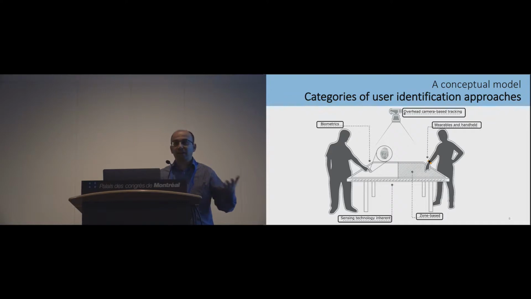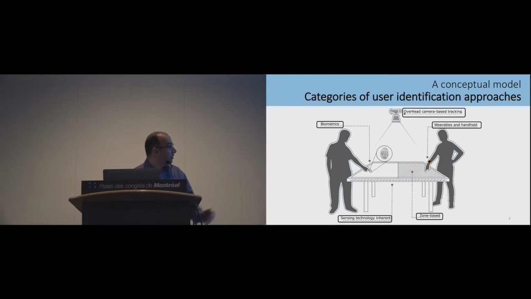So looking at a big number, more than 24 systems in user identification, we found that all systems fall into one of these 5 categories, depending on the main mechanism for user identification. I'll start from the top: overhead camera-based systems, which are based on computer vision to track the body and hands of users. And then we have biometrics, which rely on, for example, fingerprints or impedance profiles of users.